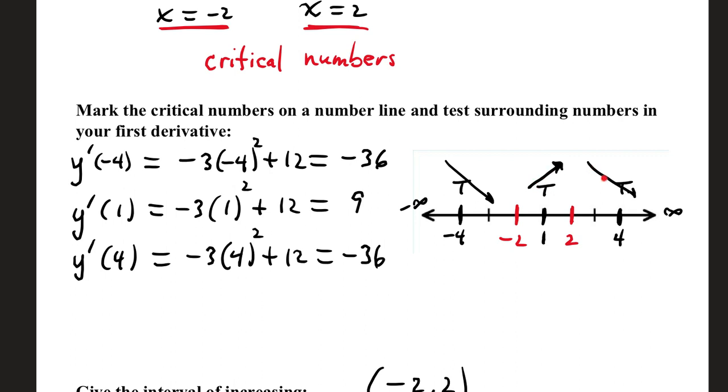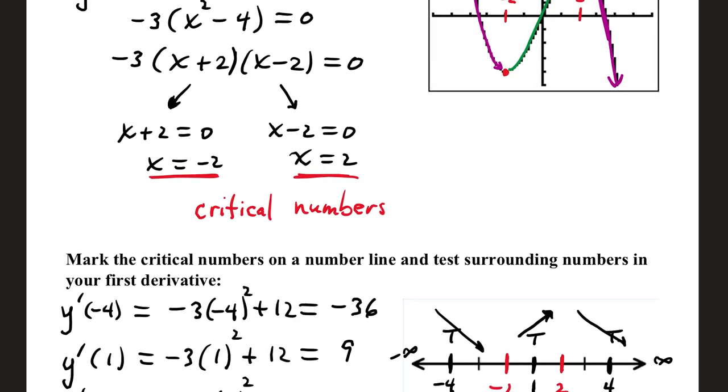And then finally, when you test right of the second critical number, we picked 4 in class. So our first derivative with a 4 subbed in gave us a negative 36. Negative means decreasing. And so we have two intervals where our graph is decreasing and only one of increasing. So below, let's look at the graph first.